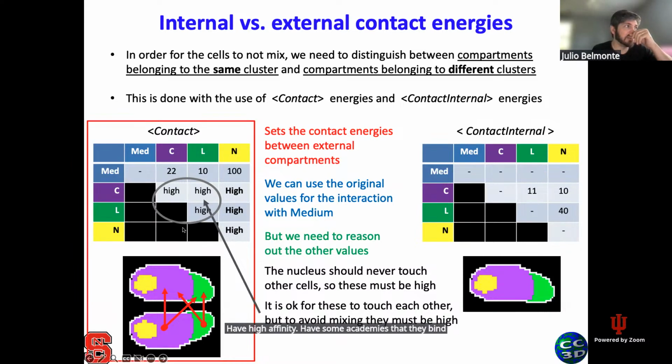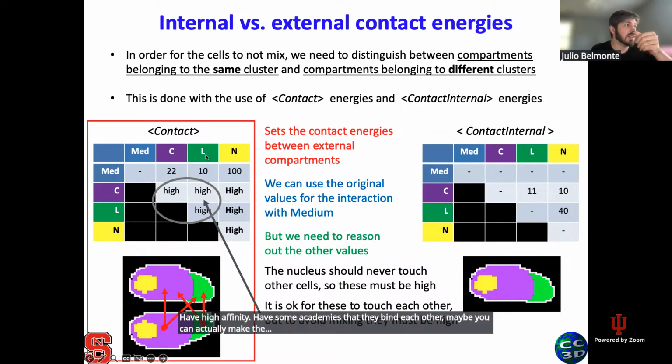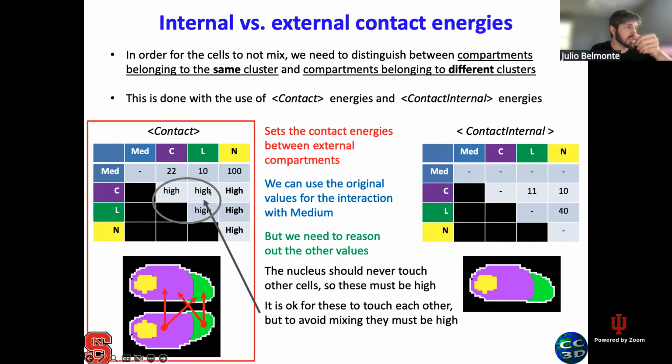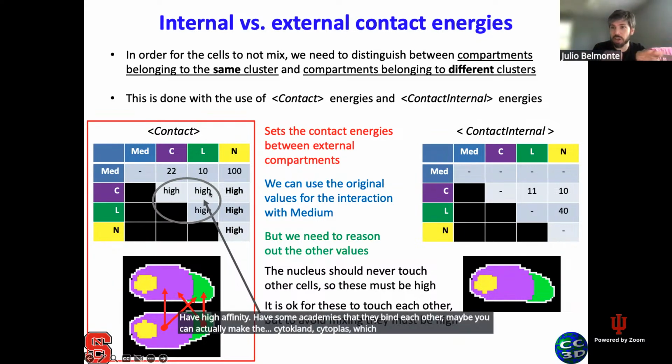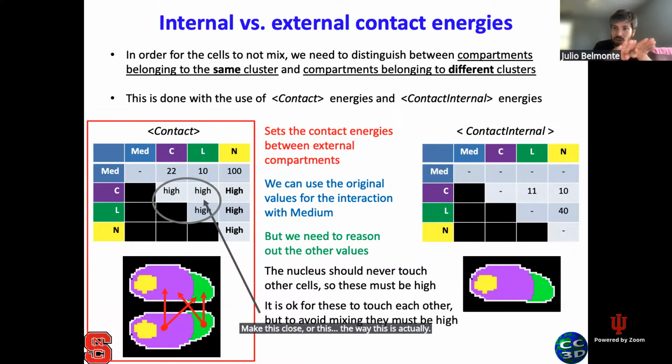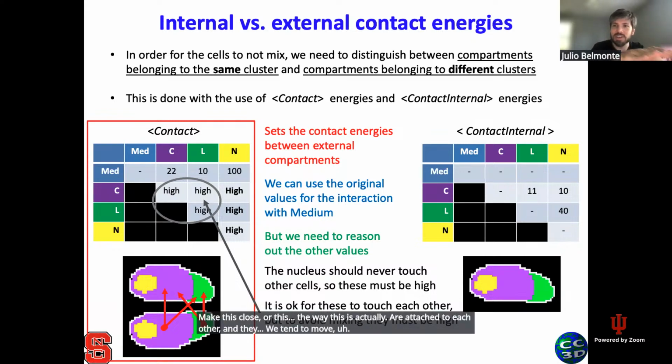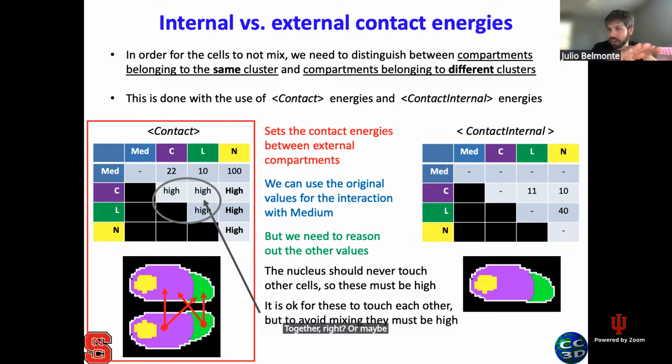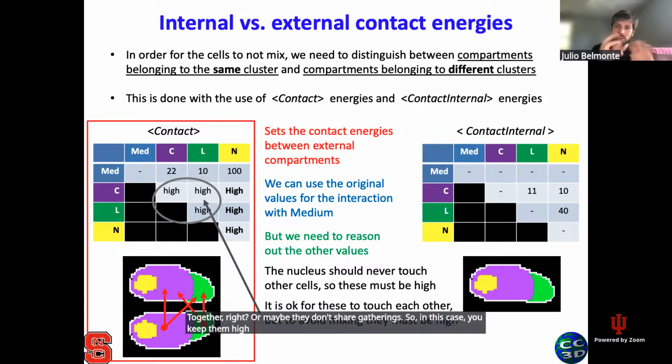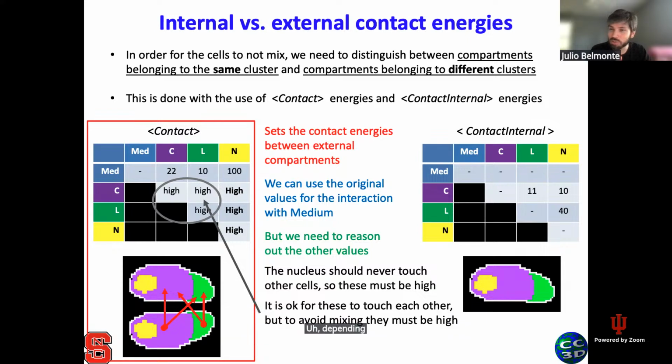Maybe you can actually make the cytoplasm, which is going to be the side of the cell, lower than the other. So actually make this low. This way the cells are attached to each other and they would tend to move together, right? Or maybe they don't share cadherins. So in this case, you keep them high. So it has some flexibility depending on exactly what you're trying to model, right?